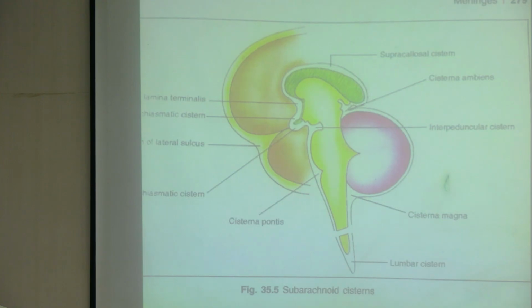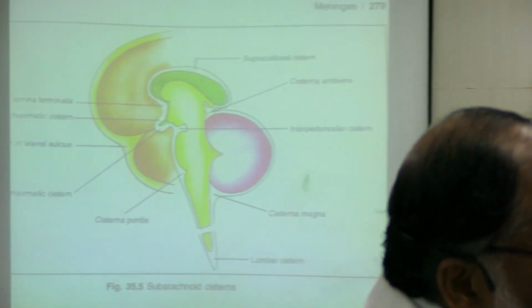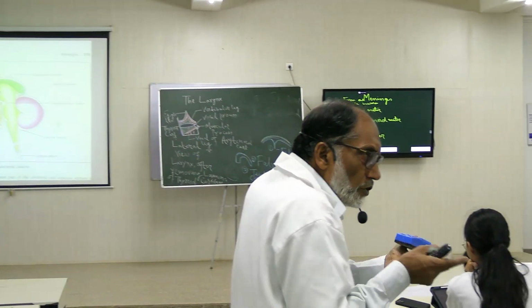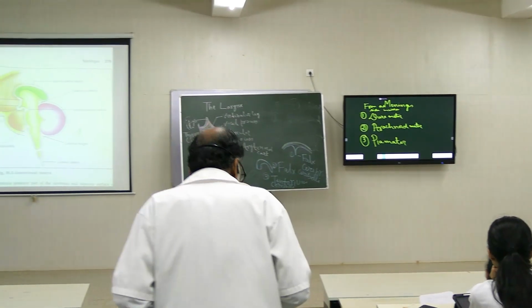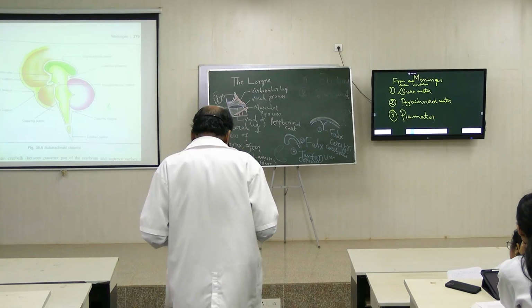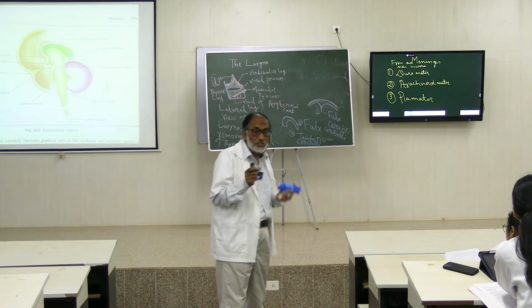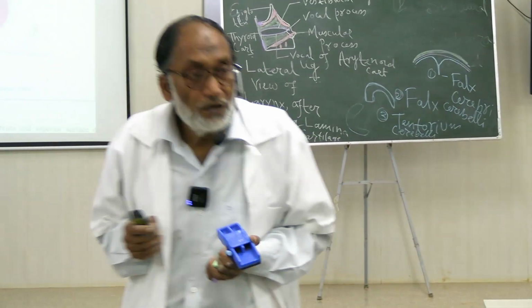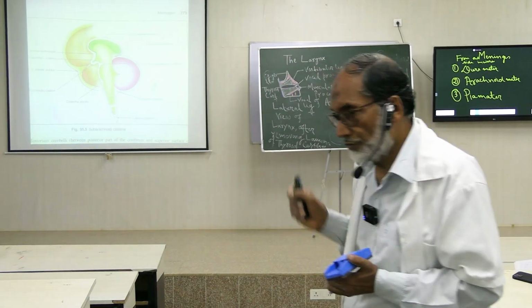Now you know the CSF lies within the subarachnoid space. Is the CSF a static fluid or is it circulating? Circulating. Now from which structure is the CSF being formed? And how does it circulate? You should know this.